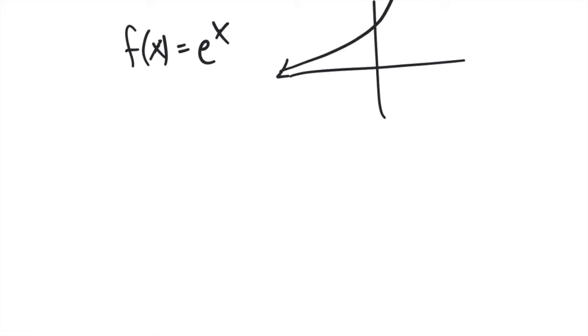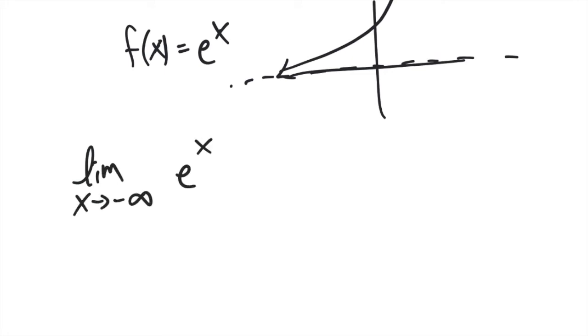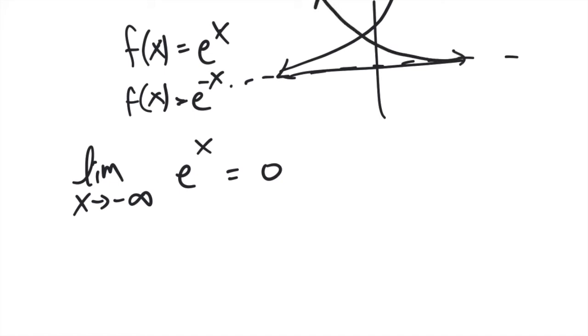And the idea is that there is a horizontal asymptote on the x-axis, but it's not as x goes to infinity, it's as x goes to negative infinity. Okay, so in other words, the limit as x goes to negative infinity of e to the x is equal to 0. And if you think about the graph of f of x equals e to the negative x, that actually is the graph that looks a lot like that, but it's a decreasing graph instead of an increasing graph.